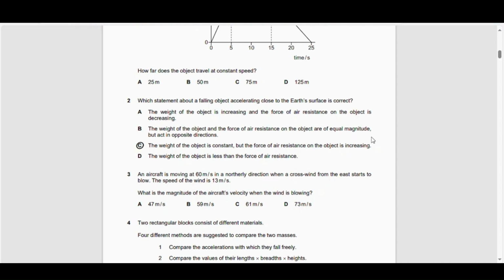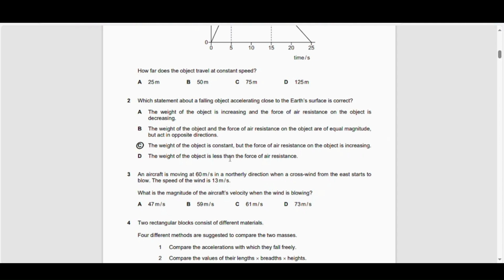So anywhere where we say the weight of the object is changing is incorrect. So we can see in A that it says the weight of the object is increasing. That is not true. And we also know that because the object is still accelerating, we cannot have an equal magnitude of weight and force of air resistance. Therefore, statement B is wrong as well because it says that they are of equal magnitude, which leaves us with statements C and D.